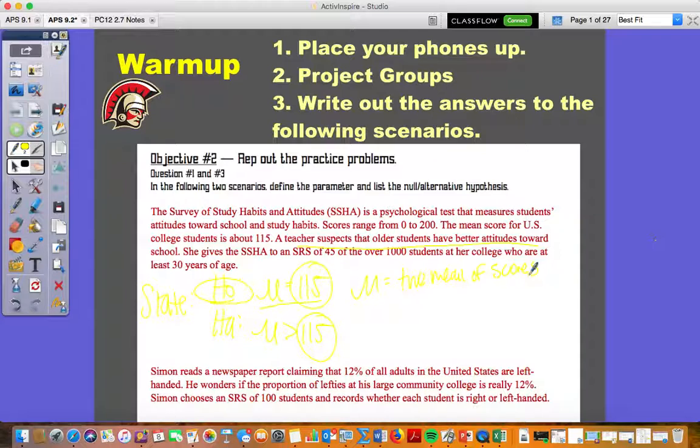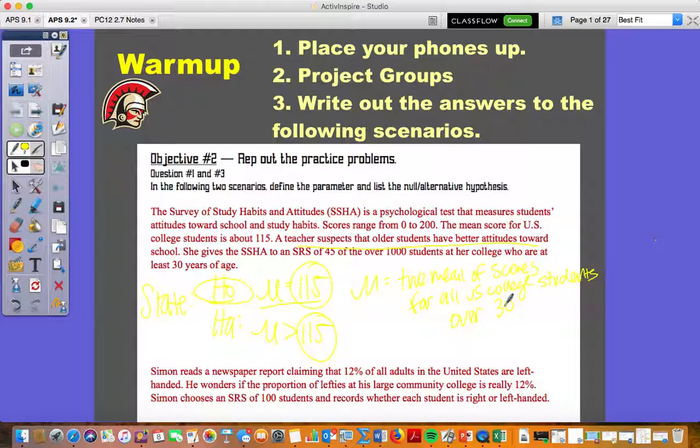All right, let's hold it just for a second, all right, y'all? The true mean of scores for all U.S. college students over what? Because it says, I think, over 30. Over 30, or 30 or more, right? 30 or more. And that's what we're looking at there.